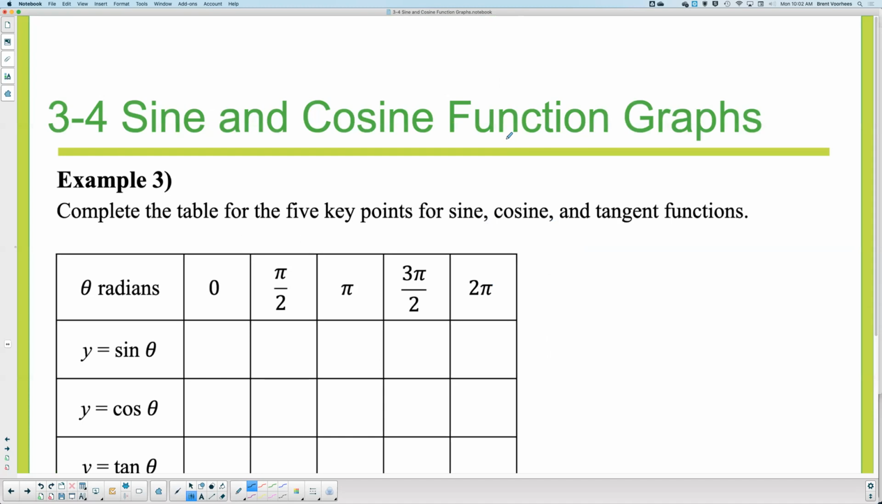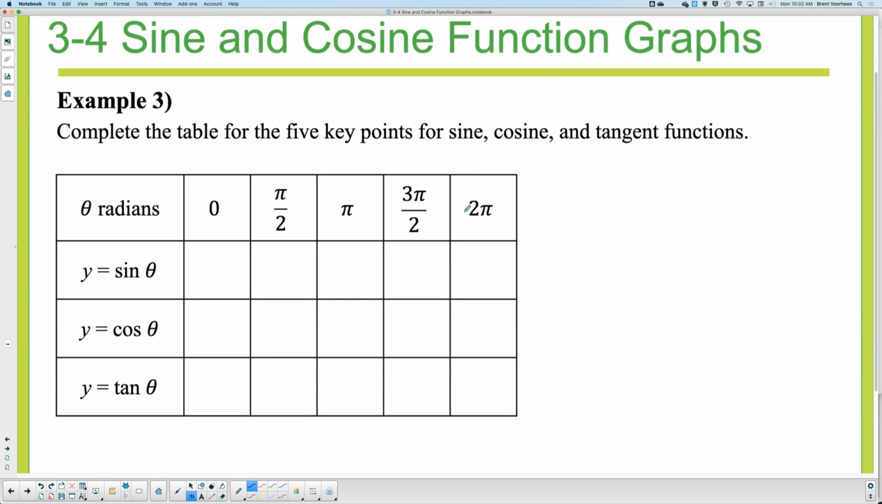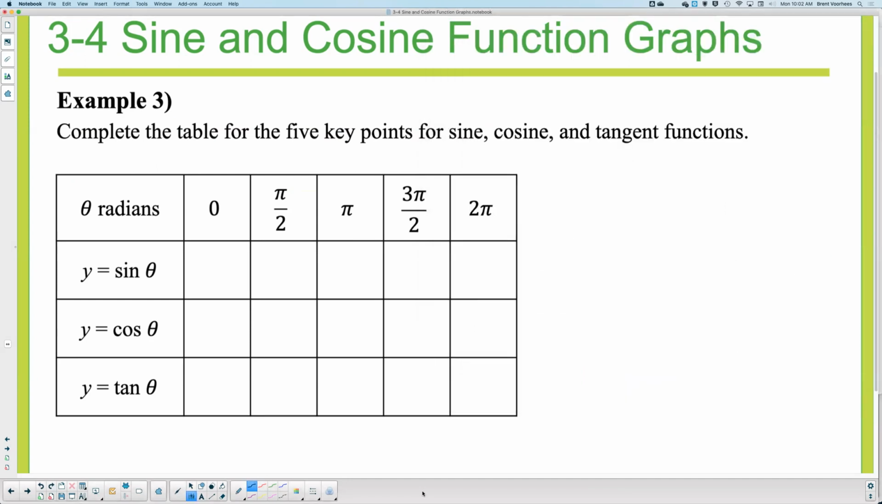All right, example 3 here. It says complete the table for 5 key points for sine, cosine, and tangent. So now, using your hand, we're going to walk through this again. For those of you who are just watching the video later, you can come back, pause, look at this, take a screenshot, whatever you need to do to use this picture to help you out. But for those in class right now, I'm going to use my left hand. I'm looking at the palm of my left hand. That's what you always look at.